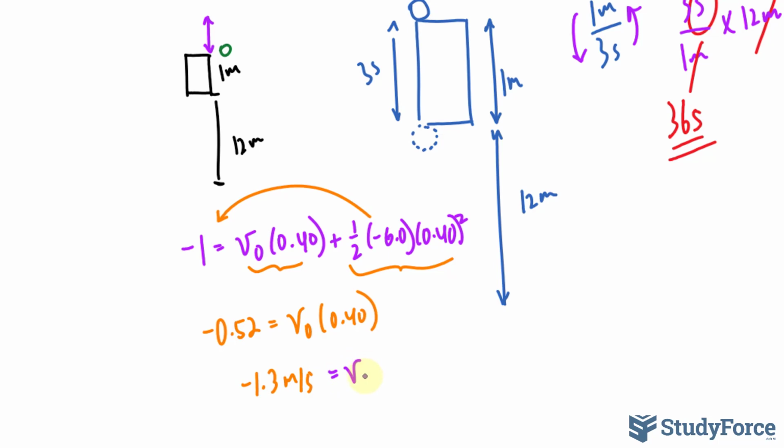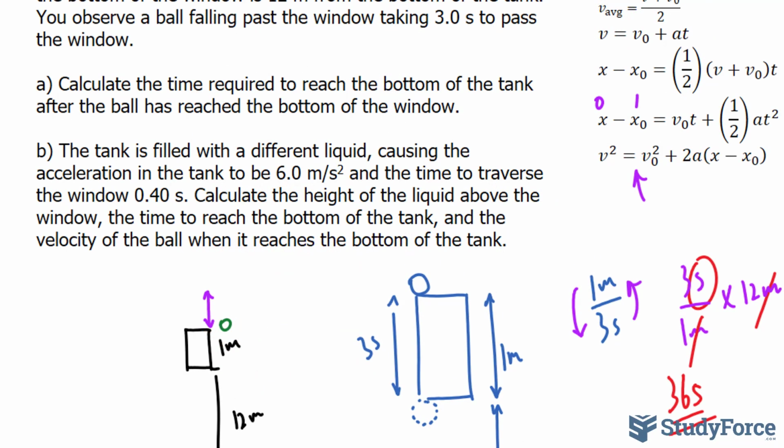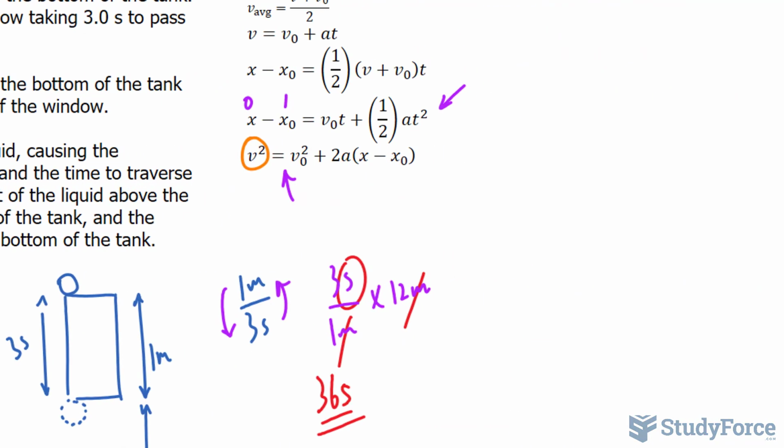So that is our initial velocity at the top of the window. The next thing that I want to do is find the velocity at the bottom of the window. Therefore, we are looking for this. And let me just do my work on the side here.